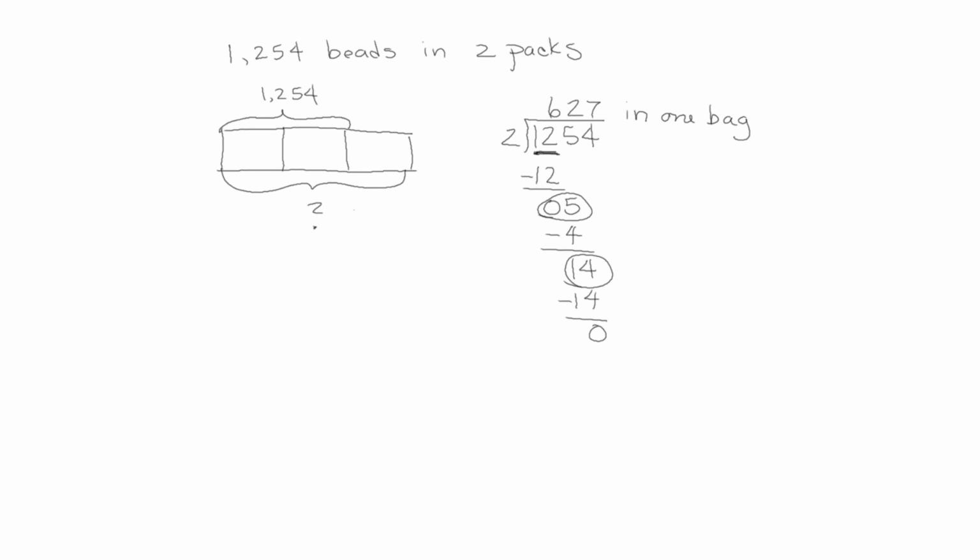So if we want to know how many are in 3, we can say 627, and we can multiply by 3. 7 times 3 is 21. 2 times 3 is 6, plus 2 is 8. And 6 times 3 is 18. So to answer the question, there are 1,881 beads in 3 bags.